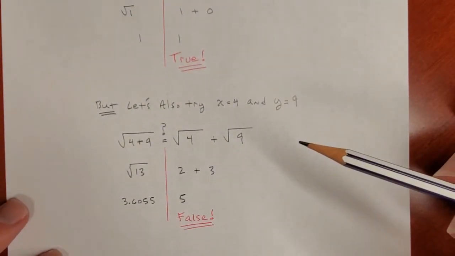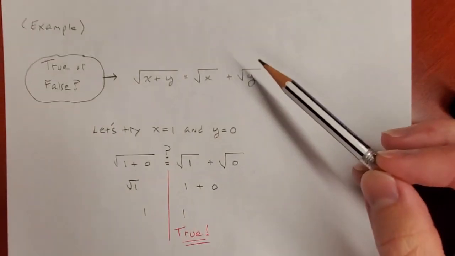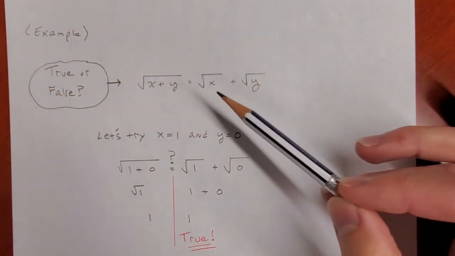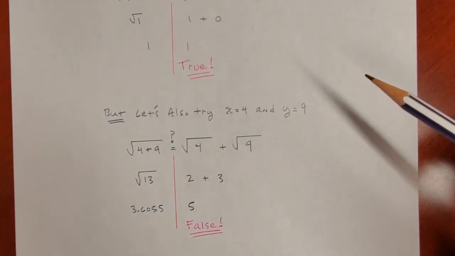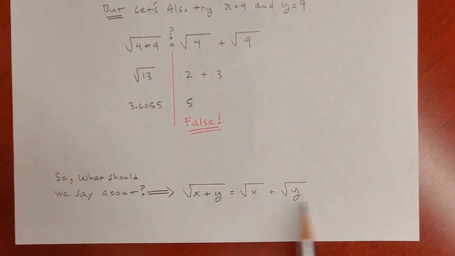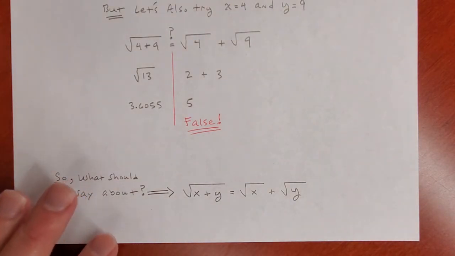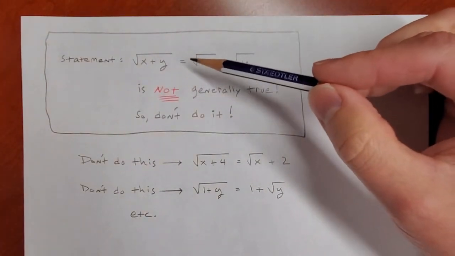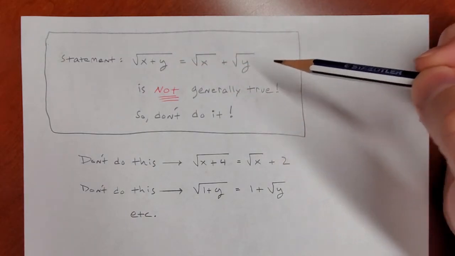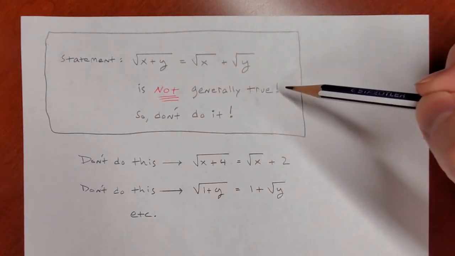Sorry. So that's my point with this one, it's questionable. It doesn't work all the time. It works some of the time. What are we going to say about it? What should we say about this? I can show you that it's sometimes true and sometimes false, but let's do this. Here's our bottom line about it. We'll say root of x plus y is not equal to root x plus root y. It's not generally true.